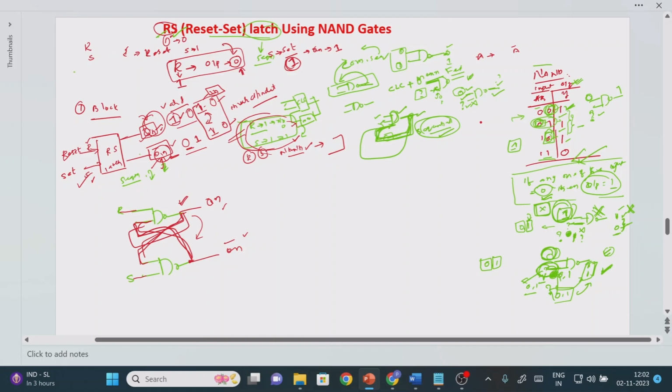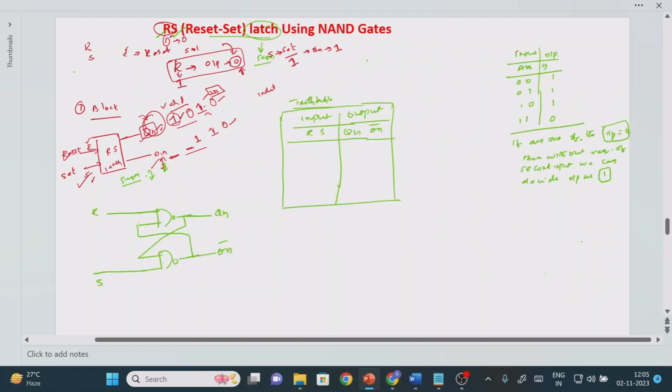Once it is done, we will draw the truth table. This is the truth table representation. How many inputs do we have? One is R, another is S, two inputs. What are the expected outputs? One is Qn, and another is the complemented output, Qn bar. First we will write the input possibilities: 0 0, 0 1, 1 0, 1 1 values. Now we will pass the values.